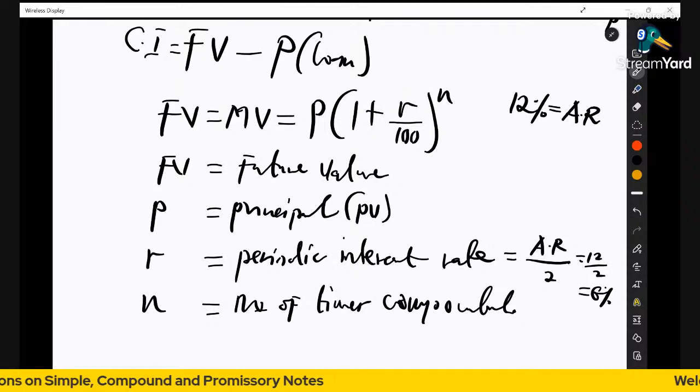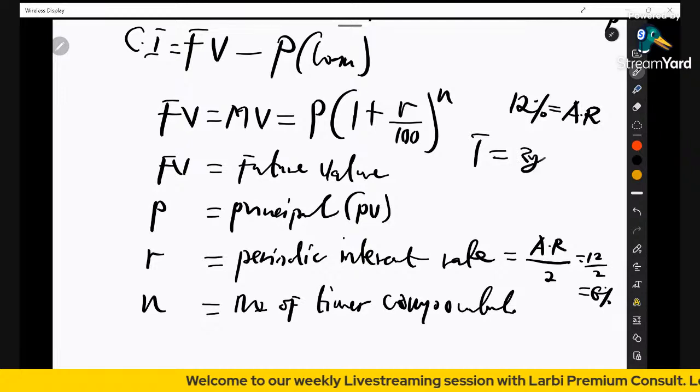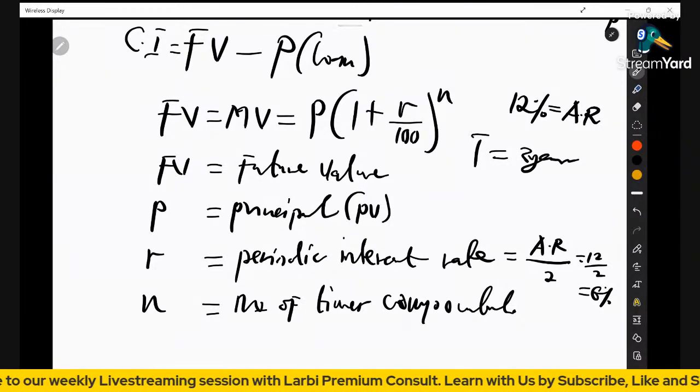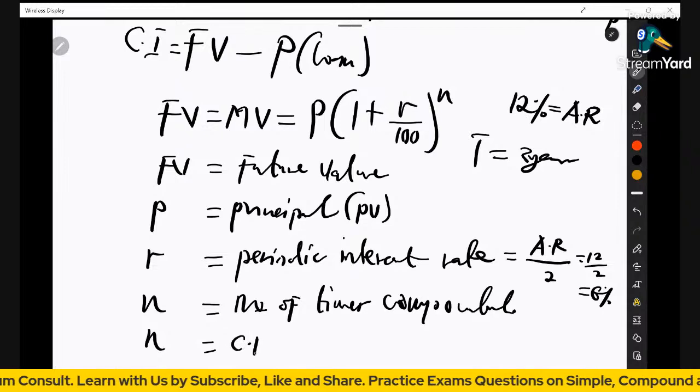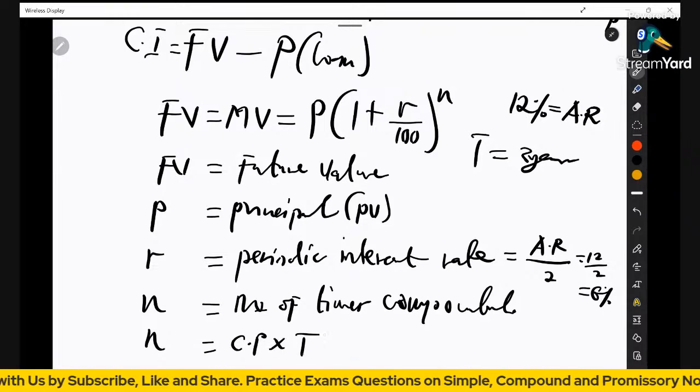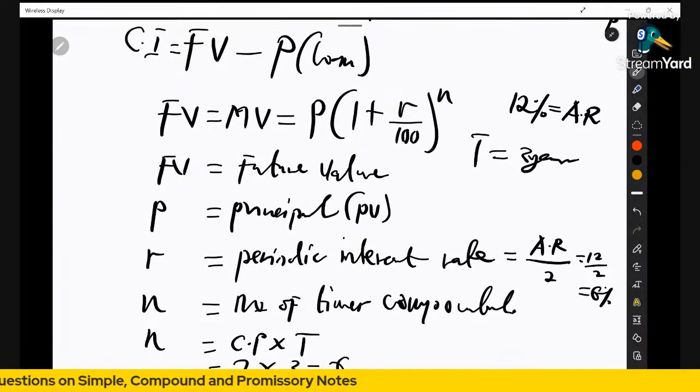Okay, and the number of times of compounding also has to do with, now let's say we're asked to compute for semi-annual, and we have the time period to be, let's say, 3 years. How many semi-annuals do you have in a year? Two, right? So meaning that for us to get the number of times of compounding, it should be equal to the compounding period, semi-annual, which is two, multiplying the time of three. And we are getting six.